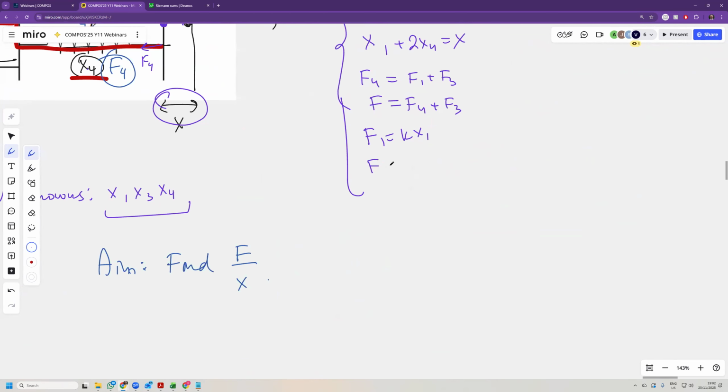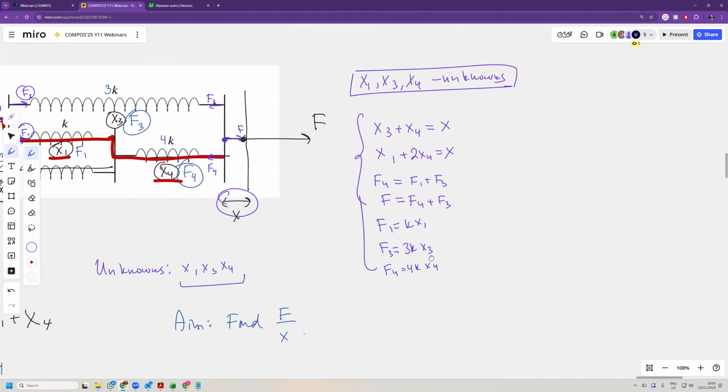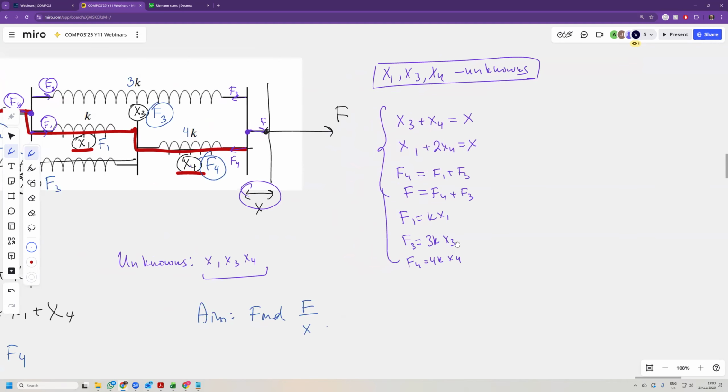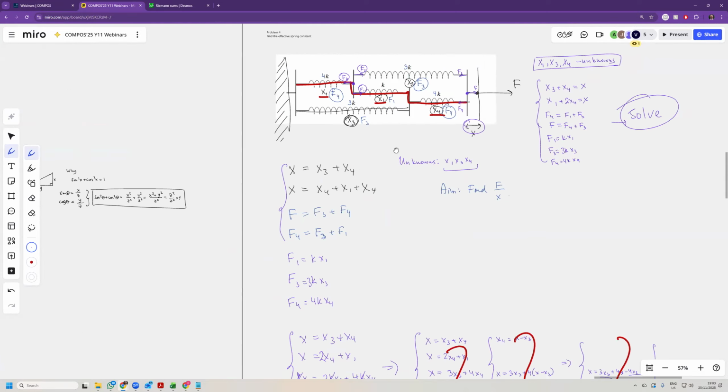Okay, and F is equal to F3 plus F4. Oh, sorry, F3 is 3K times X3, and F4 is 4K X4. So that should be right. And if you solve these equations, you get... I'll leave it to you. But I've made a mistake somewhere. I'm not sure where.